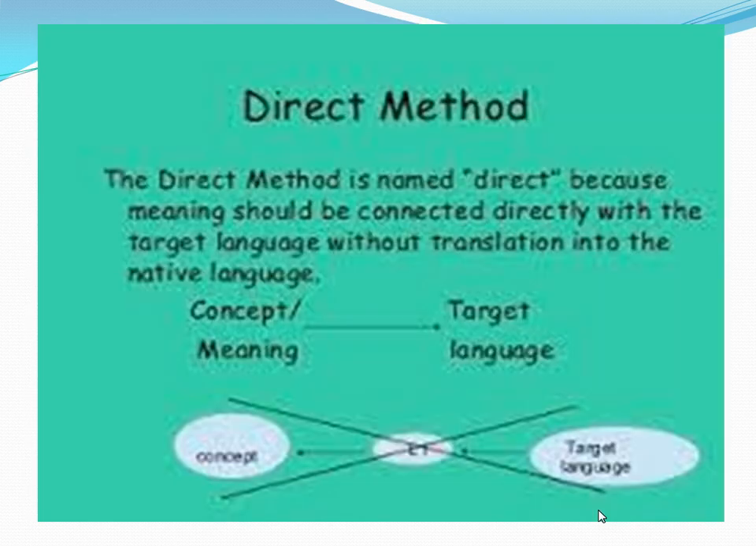The direct method is named direct because meaning should be connected directly with the target language without translation into the native language. In the case of GTM, there was ample opportunity to use the first language, mother language, or L1. But the direct method is different: not a single word of the first language will be used in teaching and learning the target or foreign language.